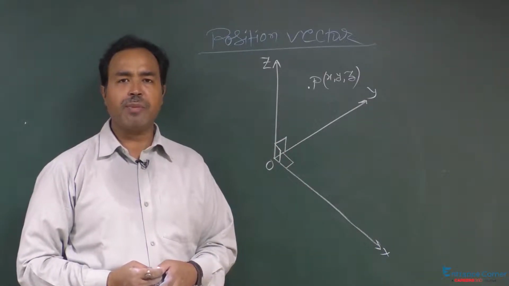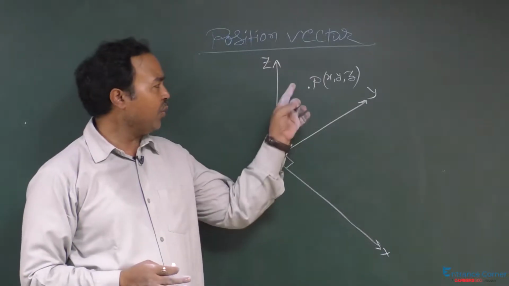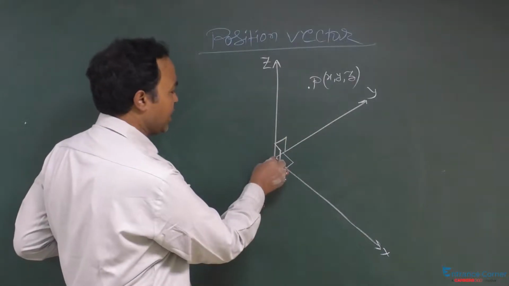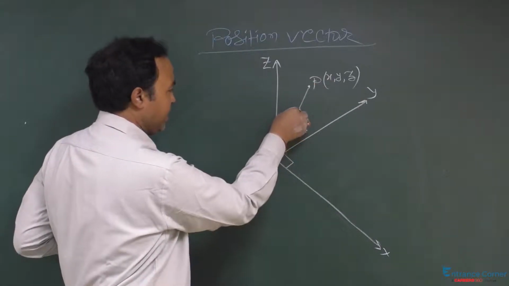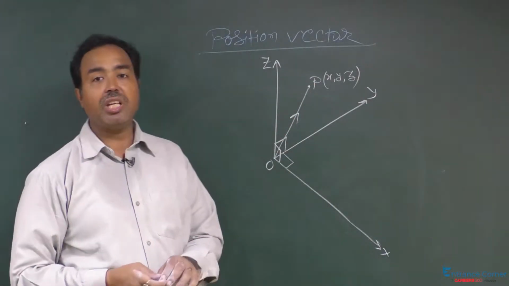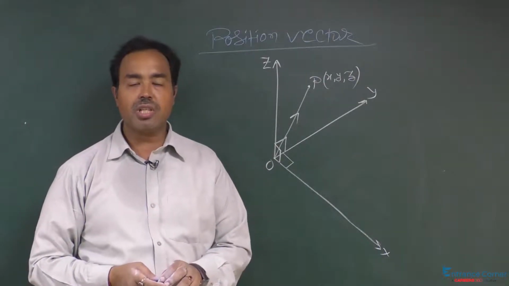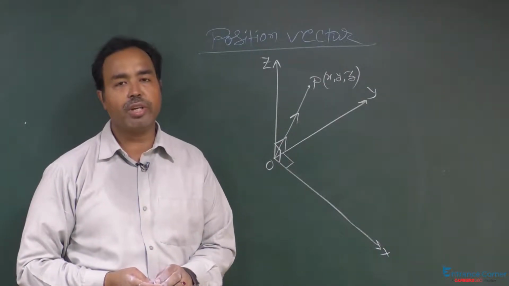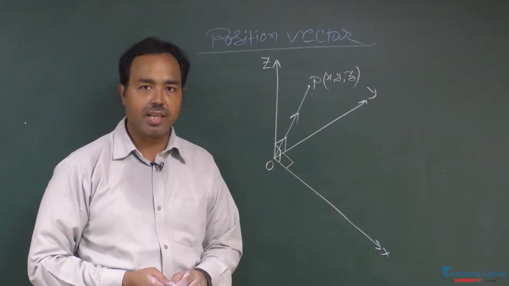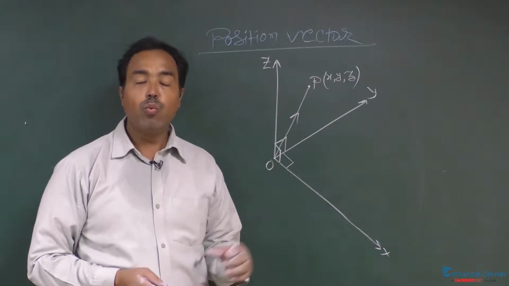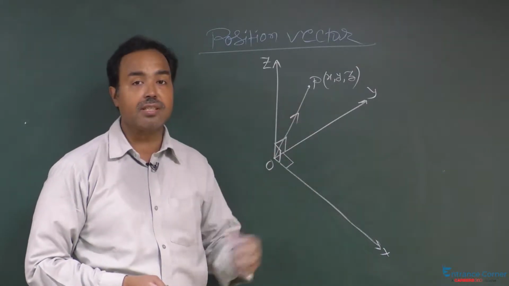Position vector means if we join this point with the origin, then this vector OP is called the position vector of the point whose coordinate is x comma y comma z. Now, what will be the value of this?